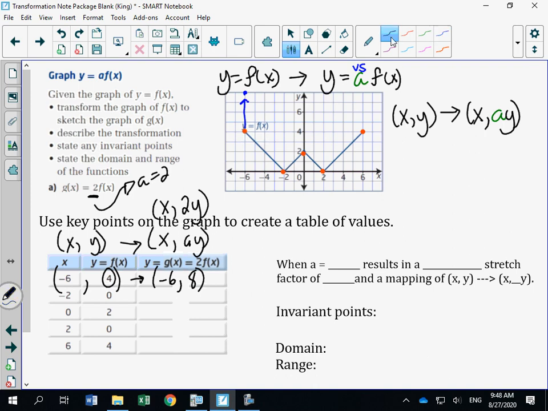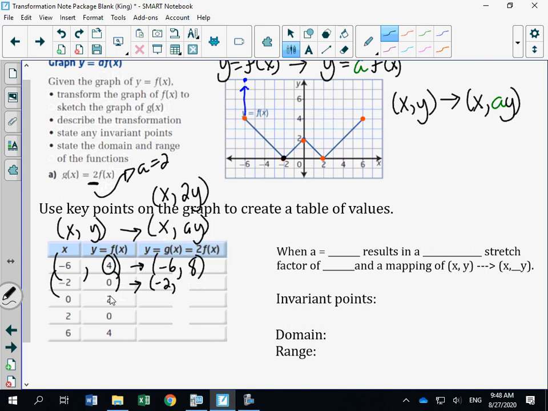Let's look at a second point, which is this guy down here, -2, 0. So what I need to do is my x value stays the same, so it stays at -2, and then it's whatever my y value is times 2. So my y value is 0. 0 times 2 is 0. Let's star this. That point doesn't change. And remember from your last lesson what that's going to be called. That's going to be called an invariant point.